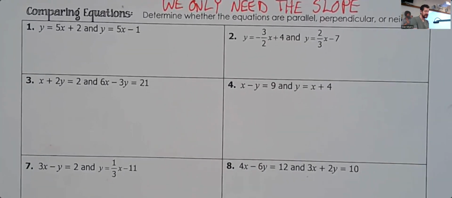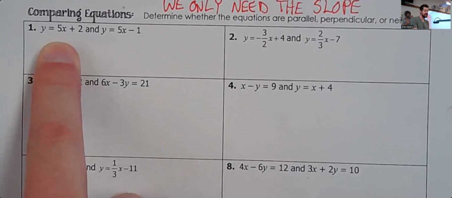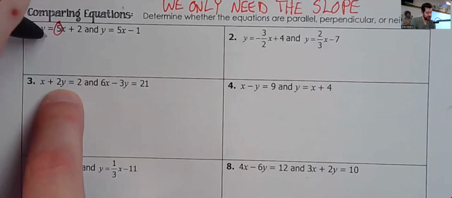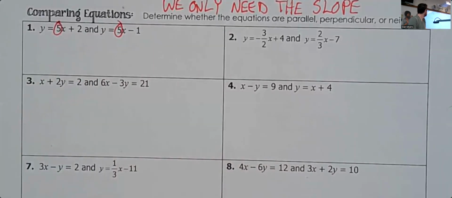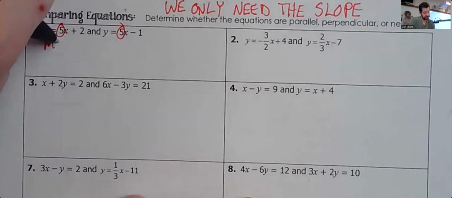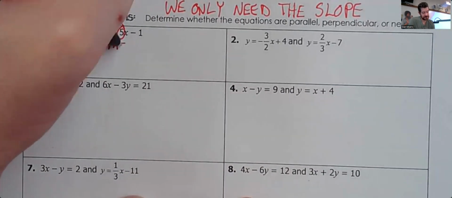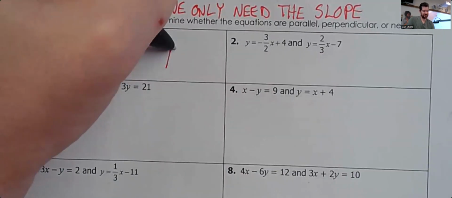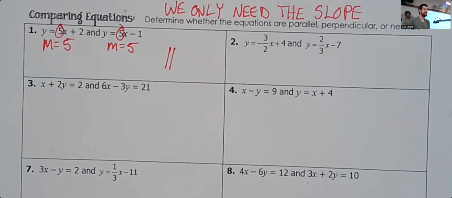What's the slope of the first line here? 5. What's the slope of the second line? 5. So this one here and this one here. And the reason why we know that those are the slopes is because both equations are in slope-intercept form. They're both in y equals mx plus b. So if that slope is 5 and that slope is 5, what does that tell us about the lines? Parallel. They're the same. Yeah, same means parallel. There we go.